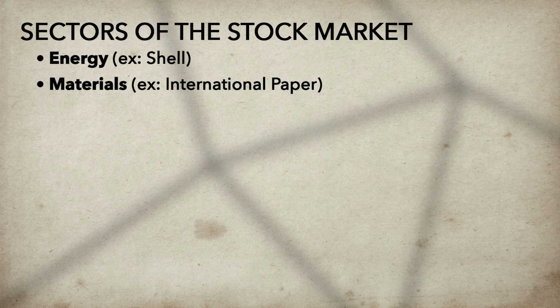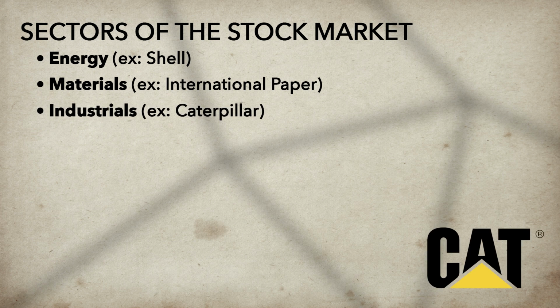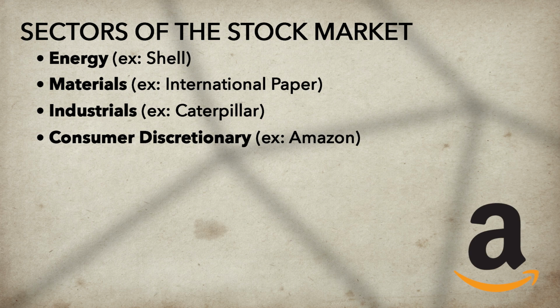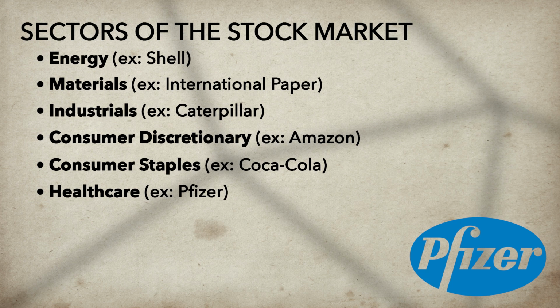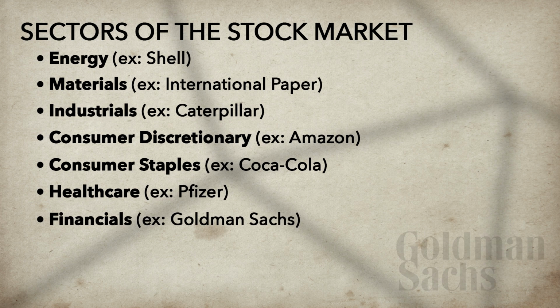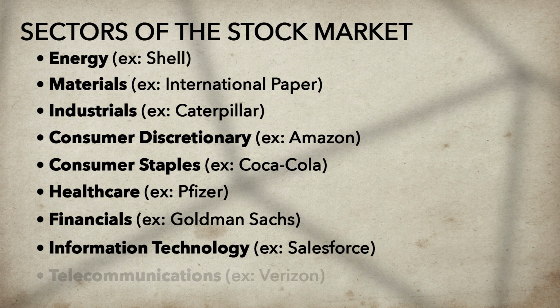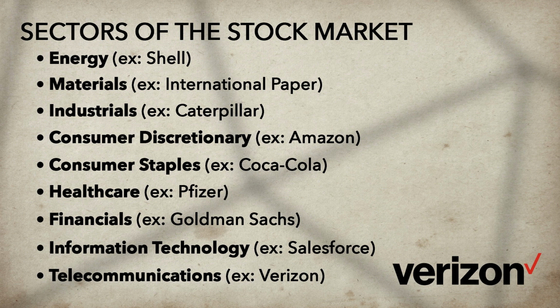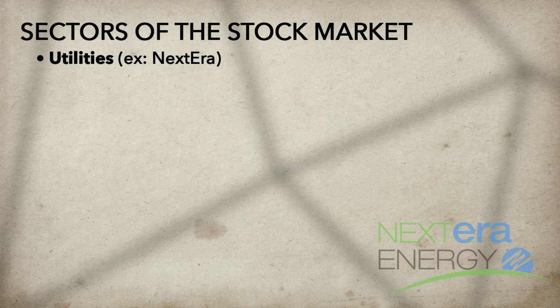We have materials, a company example is International Paper, industrials like Caterpillar, consumer discretionary like Amazon, consumer staples like Coca-Cola, healthcare, Pfizer or Johnson & Johnson, financials like Goldman Sachs, information technology like Salesforce, telecommunication services like Verizon or T-Mobile, utilities like NextEra. Lastly, we have real estate like the Simon Property Group. So again, those are the 11 different categories that are comprised of hundreds and sometimes thousands of businesses.